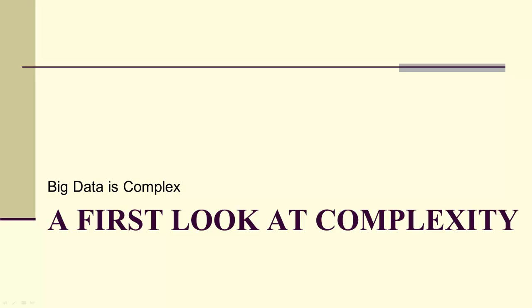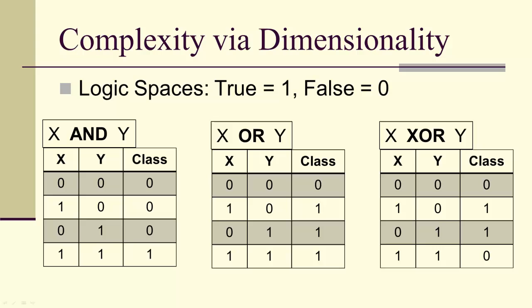In the last lecture, we looked at data that is not complex, in particular because it is linearly separable. Big data, on the other hand, is complex, and so we're going to introduce big data by taking a first look at what it means for data to be complex. We're going to look in particular at complexity via dimensionality.